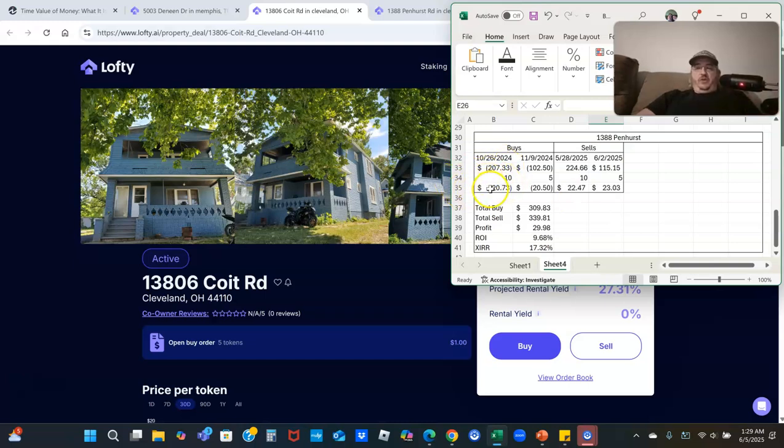A lot of those early tokens were some of my most expensive tokens too, right? Remember, I'm selling out the oldest ones first when I'm doing my math. And so again, on this one, I made very little profit, right? I bought for 309, sold for 339, made right around $30 profit.